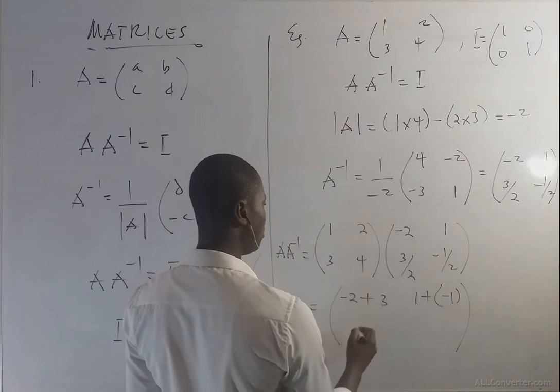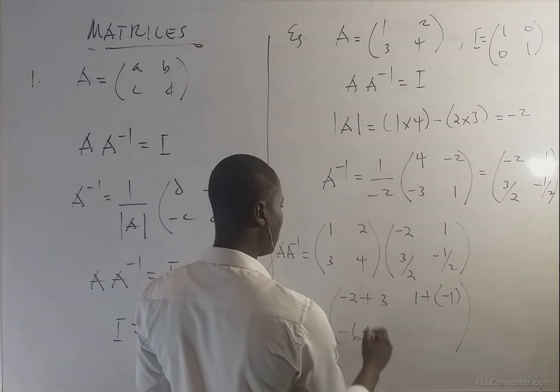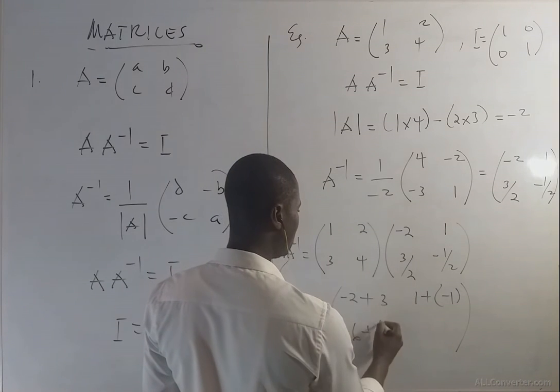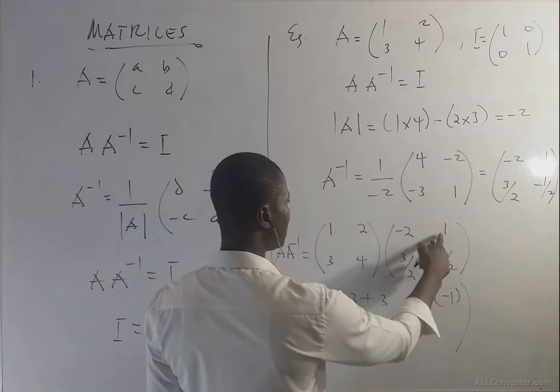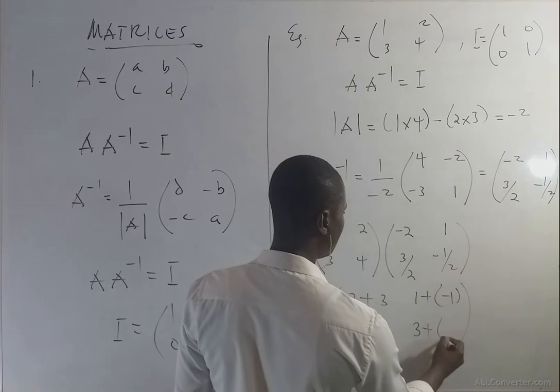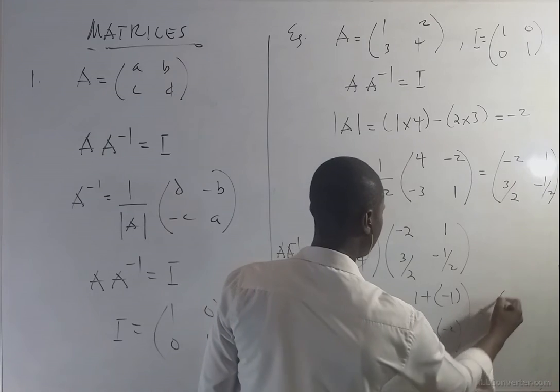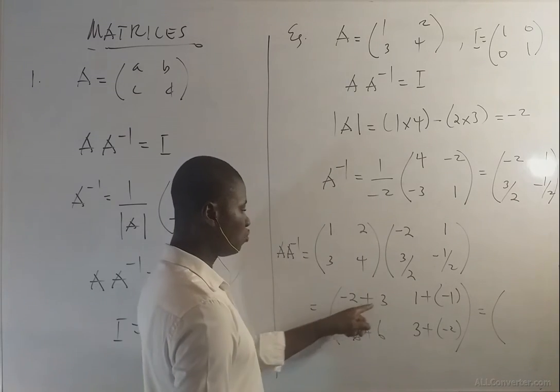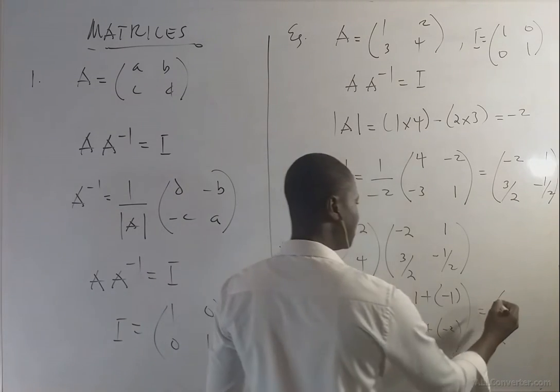Then 3 times minus 2 will give us minus 6. Then we have plus 4 times 3 on 2 will give us 6. Then 3 times 1 will give us 3. Plus 4 times minus half will give us minus 2. So if you simplify this, minus 2 plus 3 will give us 1.